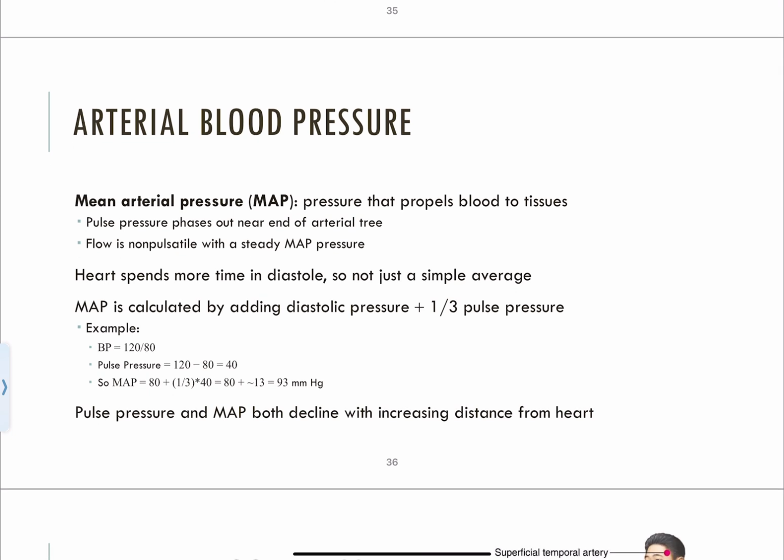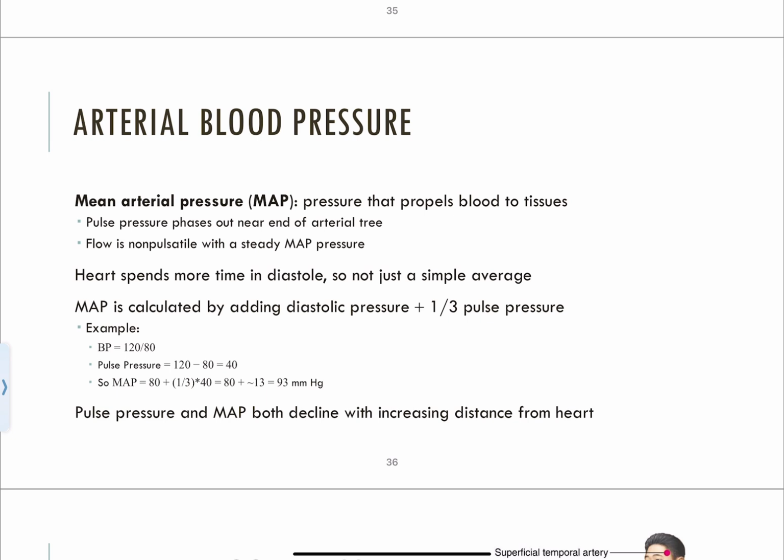So like I mentioned, the mean arterial pressure is going to be the pressure that actually propels the blood into tissues. We cannot just take the average of the diastolic and systolic pressures in order to find the mean arterial pressure. Why? Because our heart spends more time in diastole. So it spends more time relaxing in its relaxation phase than it does during systole, or the contraction phase. So we can't just do a simple average. So we have to calculate what's called the mean arterial pressure.